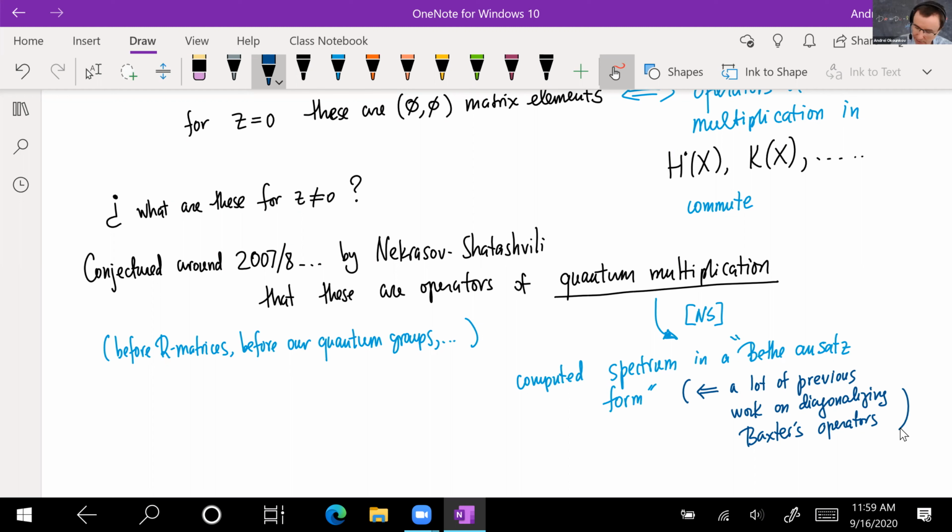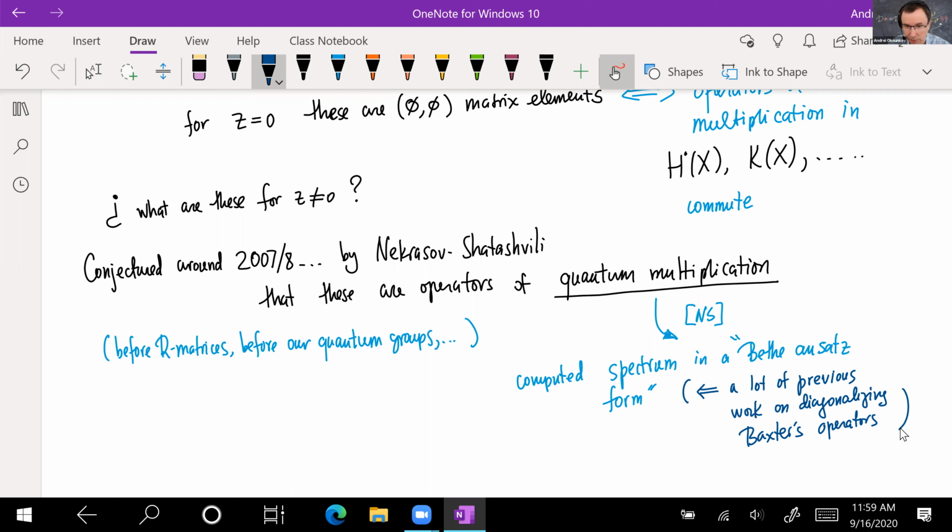So maybe to say it one more time, there's a long story of quantum integrable systems, which was revolutionized at some point by Baxter, who realized the role played by the Yang-Baxter equation in proving that things commute, and how to write commuting operators, and how to use this commutativity to diagonalize these operators sometimes.